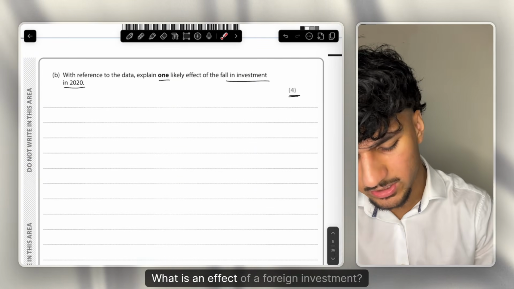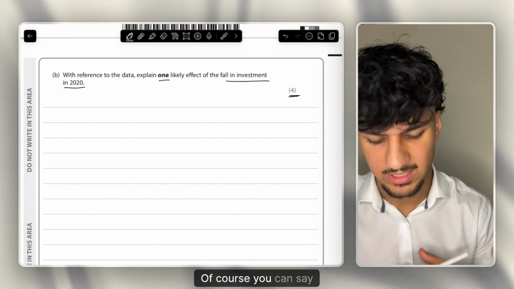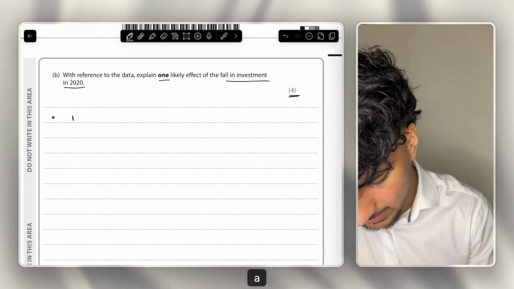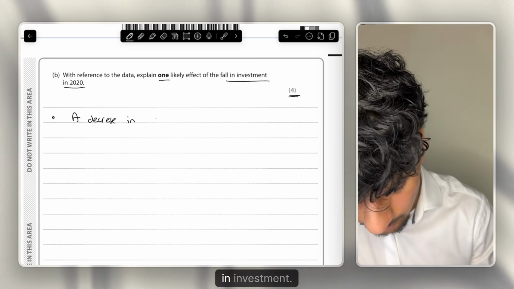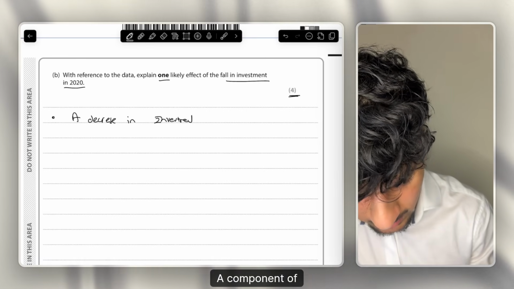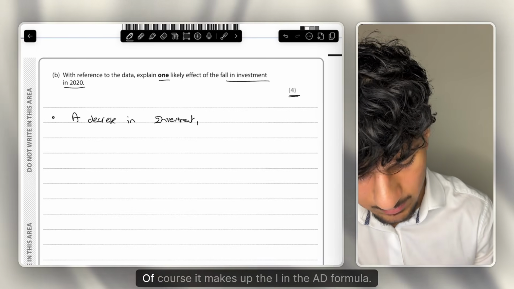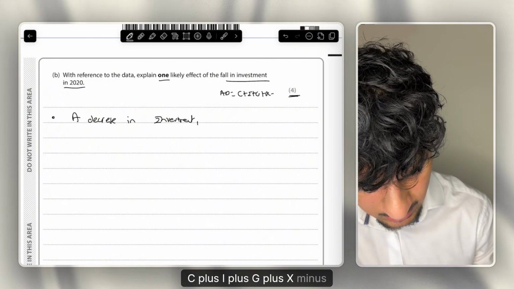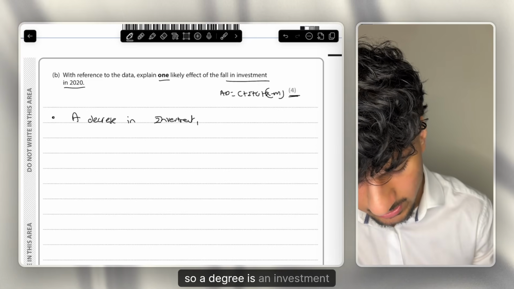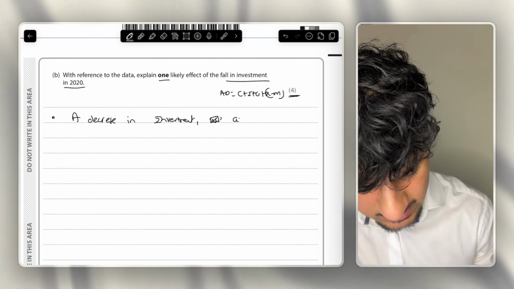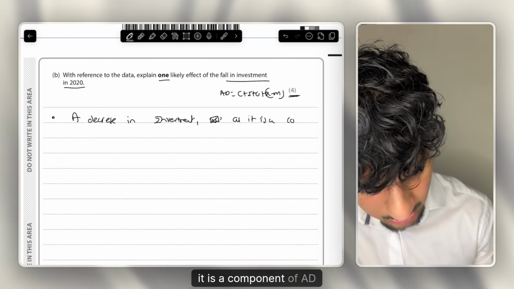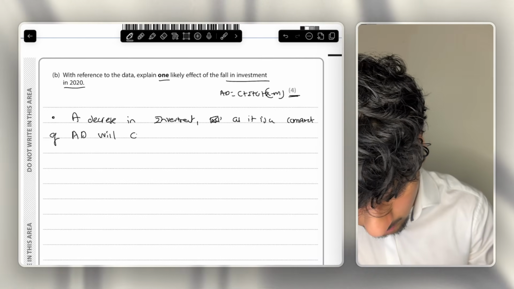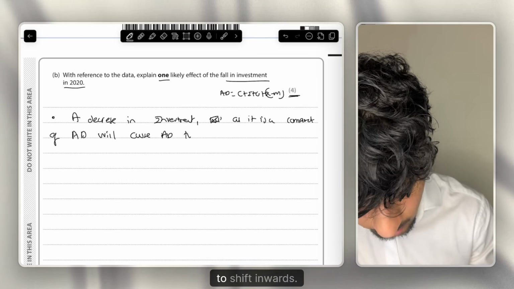And what is an effect of a fall in investment? Of course you can say a decrease in real GDP. Why? Very simply to put it, a decrease in investment. What is investment a component of? It's a component of AD. Of course it makes up the I in the AD formula, C plus I plus G plus X minus M. So a decrease in investment, as it is a component of AD, will cause AD to shift inwards.